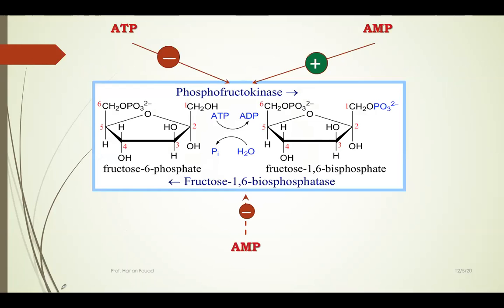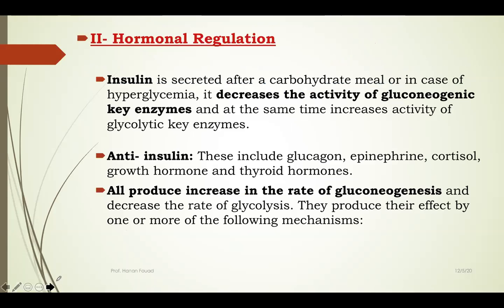We will go across this slide because this is a regulation of the key enzyme of glycolysis, which is phosphofructokinase. If you remember, the key enzyme of glycolysis is inhibited by energy, adenosine triphosphate, and activated by adenosine monophosphate, which is a signal that the body needs energy. We will go rapidly because these are discussed in glycolysis.